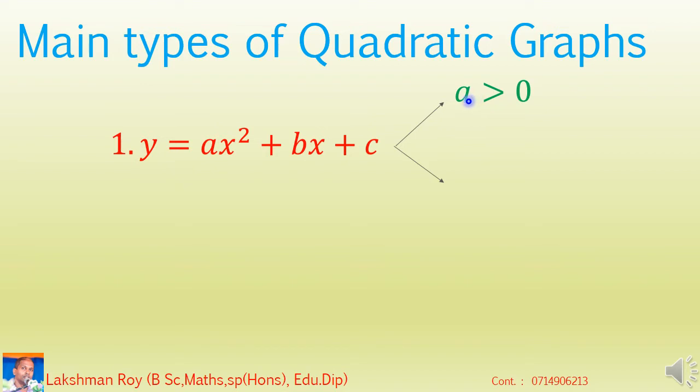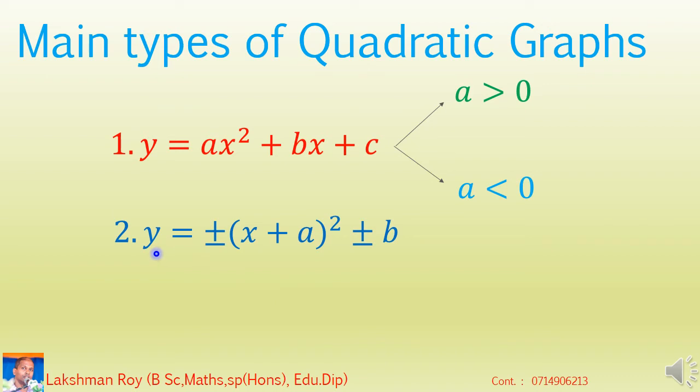Then I'll show how to draw the graph of this type. The second part is this type: y equals plus or minus (x plus a) squared plus or minus b type graph. That is my second type of quadratic graphs. And the third type I'll explain is y equals plus or minus (x plus a) into (x plus b) type. Here a and b are constant terms, so you can choose any numbers for them.